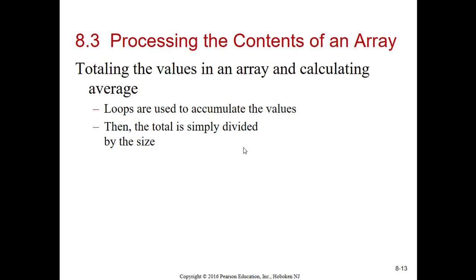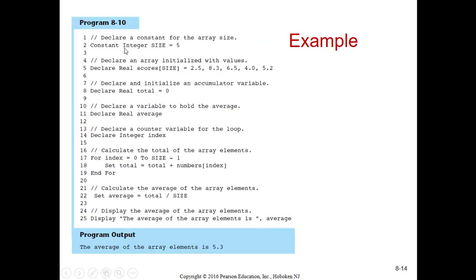Totaling the values in an array and calculating the average. Loops are used to accumulate the values. Then the total is simply divided by the size. Here's an example. You have a constant integer named size, so it tells you the size of the array is going to be 5. You declare the array right here. They're going ahead to initialize it with these 5 values. So in memory, you'd see the array with 5 different elements. The first element would have the 2.5, the second element 8.3, and so on.